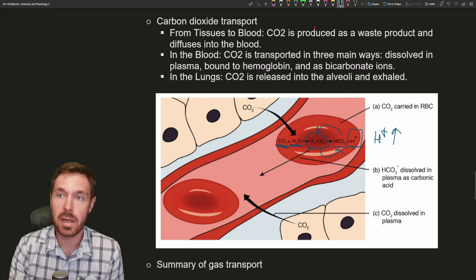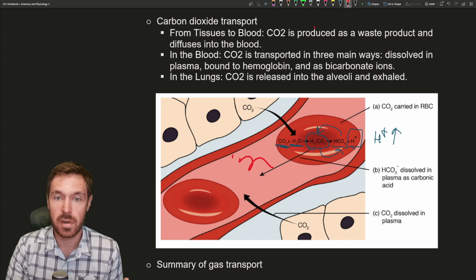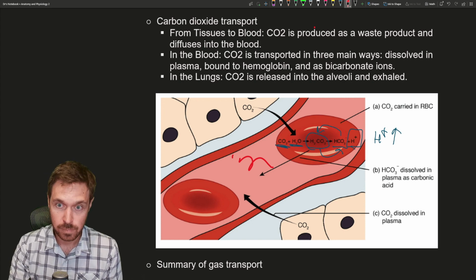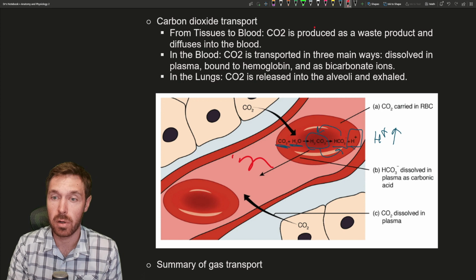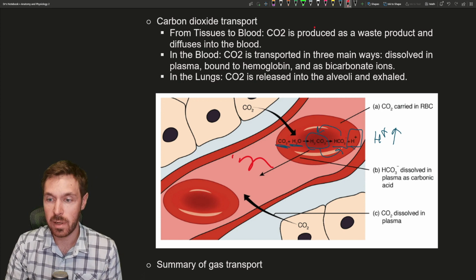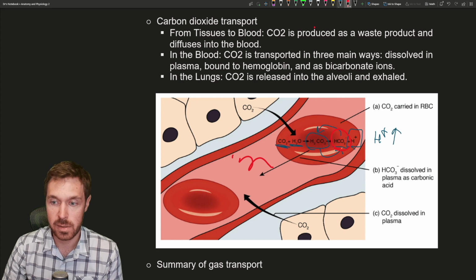So there are three ways we can transport CO2 in the blood. It can just dissolve into plasma, which is just the fluid in the blood. It can also bind to hemoglobin, forming something called carbaminohemoglobin, and most of it moves as these bicarbonate ions right here.